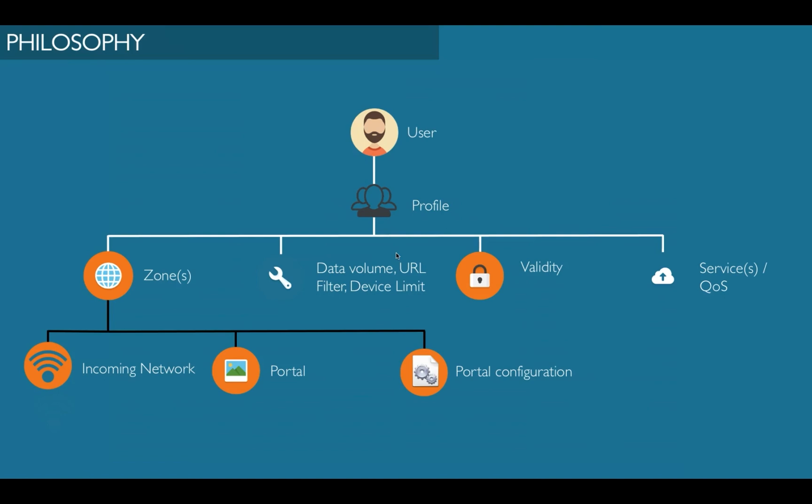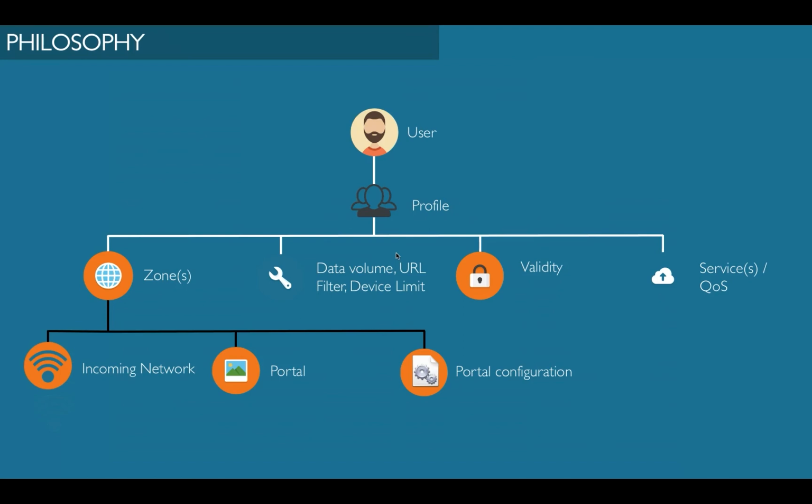And based on this registration mode, this user will be pushed into a specific profile. On this profile, there are different types of options linked to it. For example, there's a zone, a data volume quota, device limitation, validity, and also services that are port-based. So what happens now is the user will connect to that ID, then he will authenticate with the username, for example, and the password.